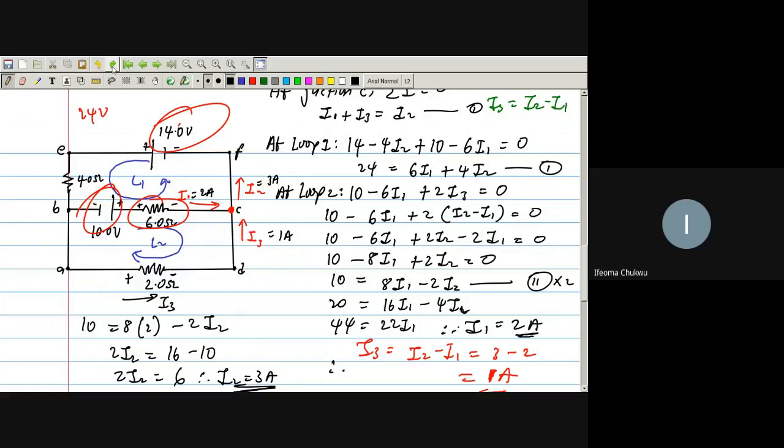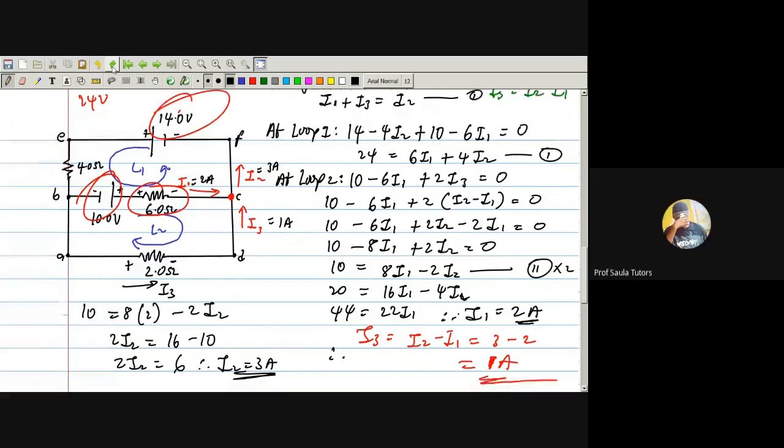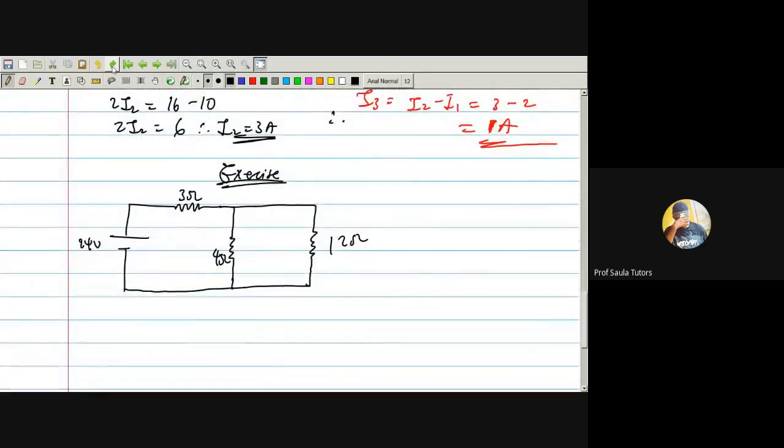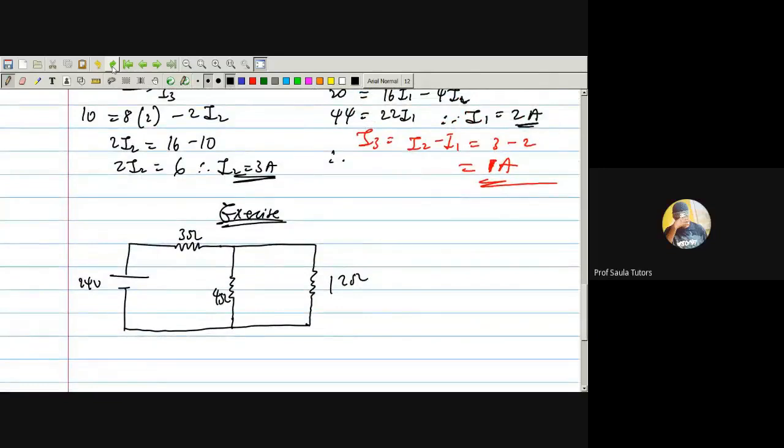So can you just solve it? I'm not getting it. Okay, I can solve it for you. Yeah, I'm not getting it. Wait, let me see. And I gave you the simplest one actually. I'm still trying to understand the loop and stuff. Okay, look at it.